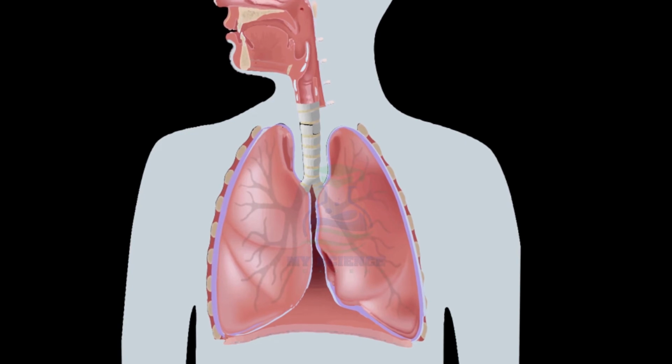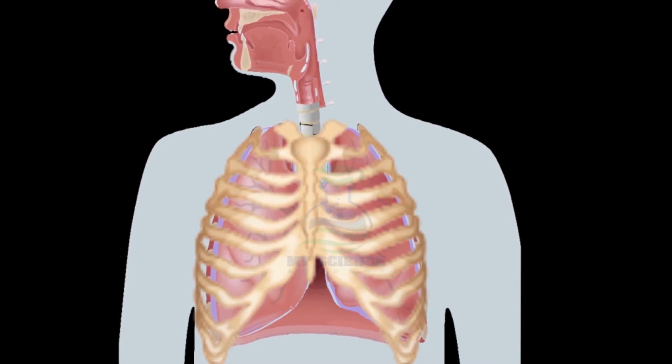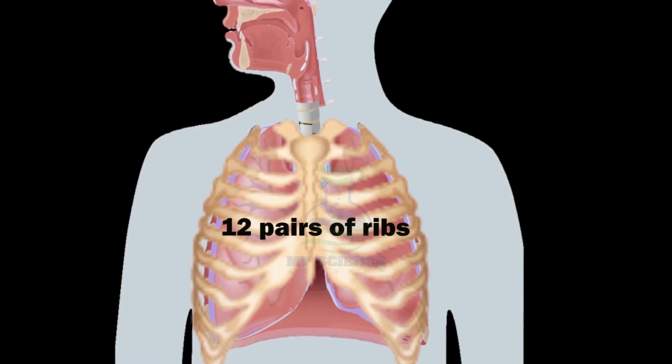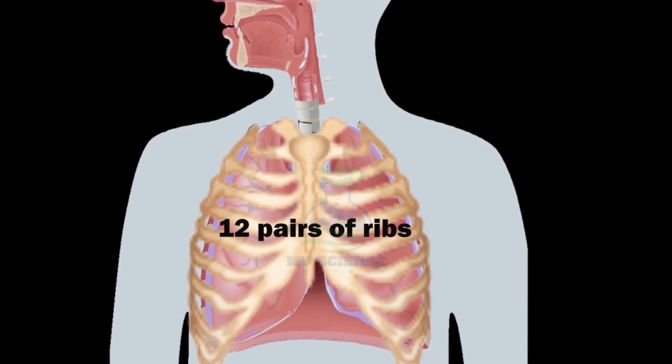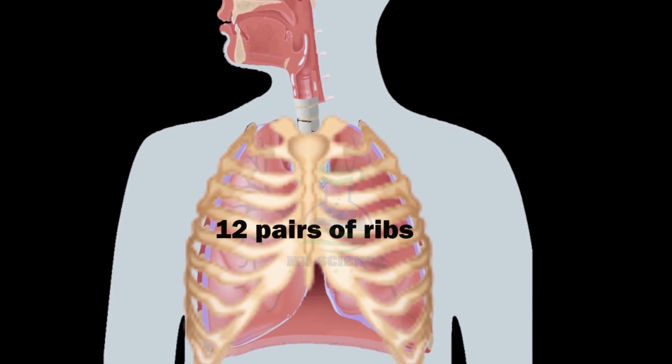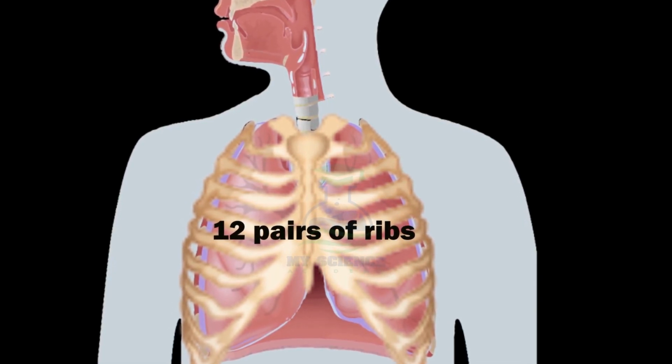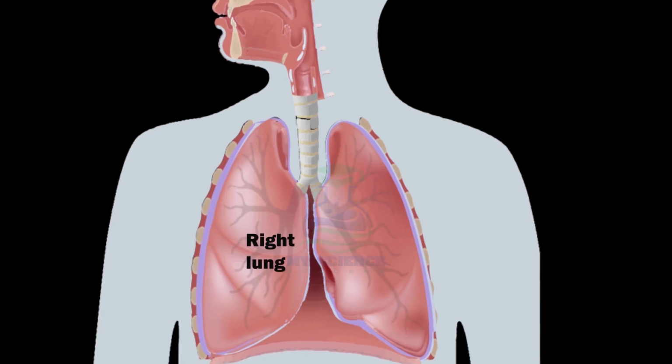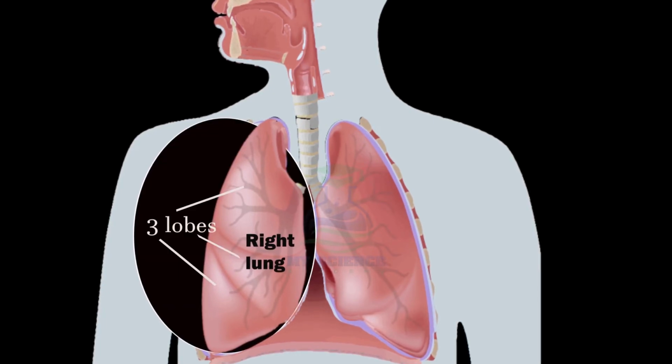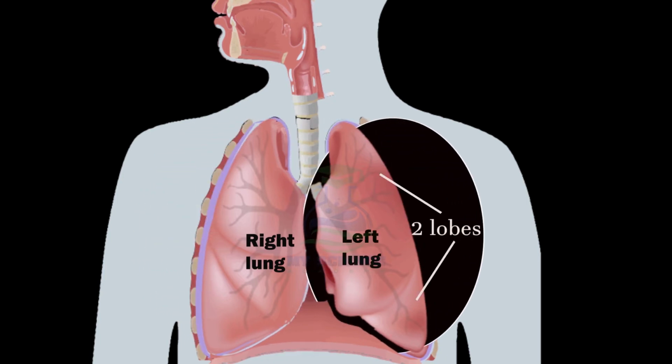All the alveoli on one side constitute a lung. A pair of lungs is present in the thoracic cavity. It is made up of 12 pairs of ribs and intercostal muscles. Right lung is bigger and has 3 lobes, while the left lung is slightly smaller and it has 2 lobes. The lungs are spongy and elastic organs.